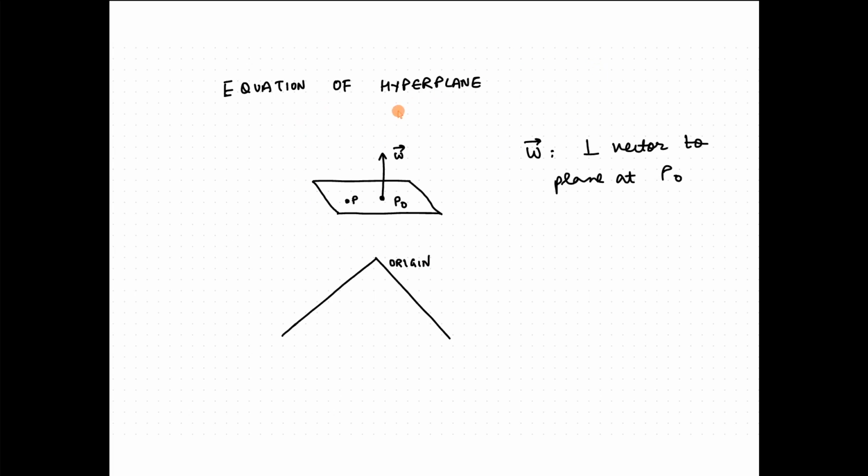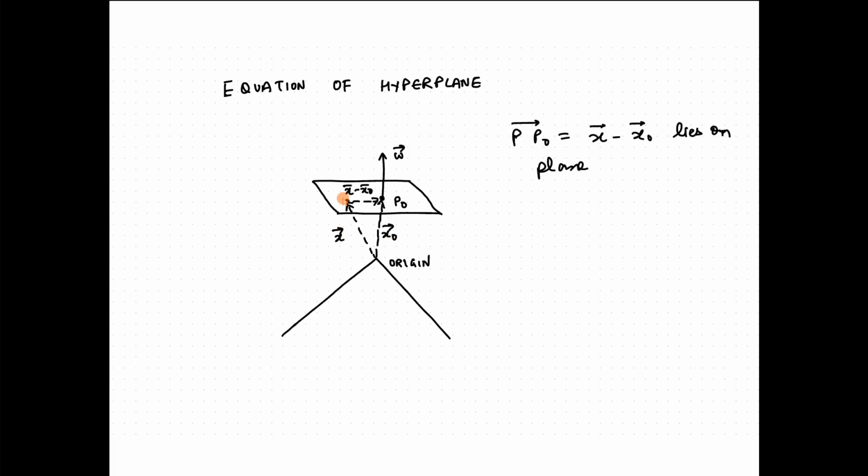Yes. Another thing which you require to define the equation of a hyperplane is a perpendicular vector to the plane at the given point, right? So in essence, to define a plane, you just require a point on the plane and a normal or a perpendicular vector to the plane at that point, which is now represented by the vector w, right? And x and x naught are the vectors to the points P and P naught. We can write the vector P naught P as x minus x naught, right?